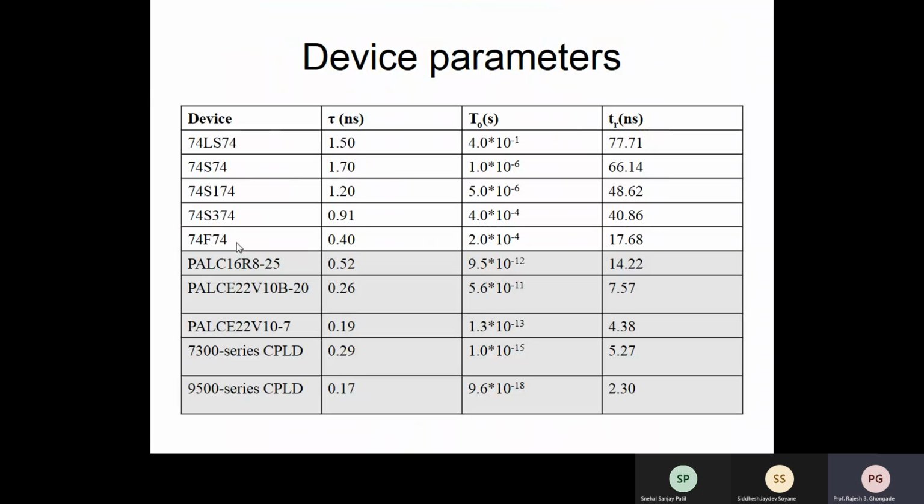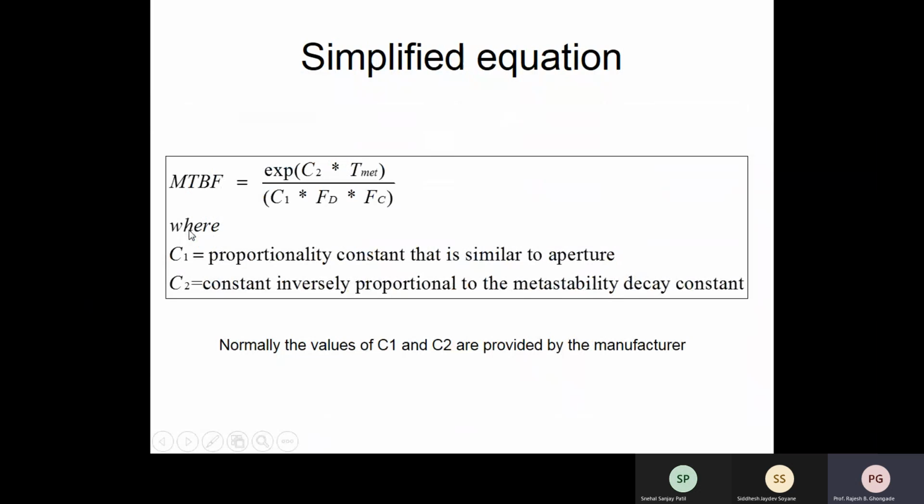So this is the relationship between the MTBF and the resolution time. These are some device parameters based on which we can calculate the MTBF. Just have a look at this. The first few devices are the flip-flops, then we have a PAL, and then we have the CPLDs. So as technology advanced, you can see that these values became smaller and smaller. And obviously, because of these values, the reliability is now much better.